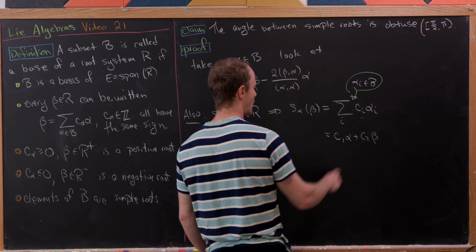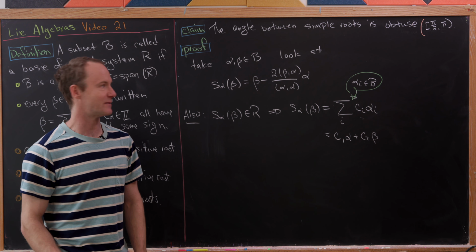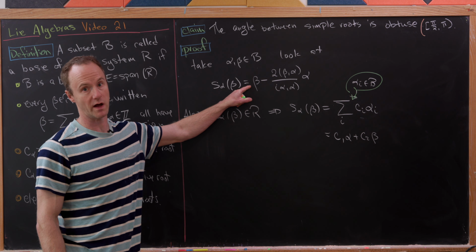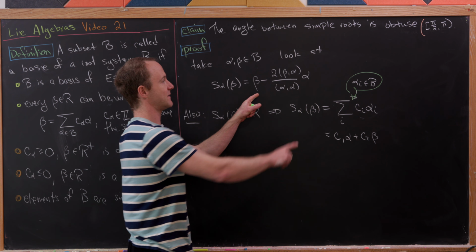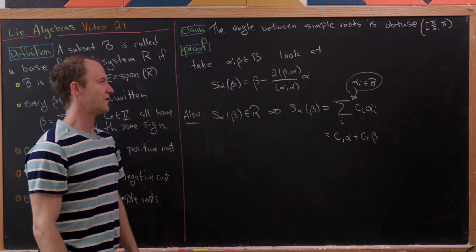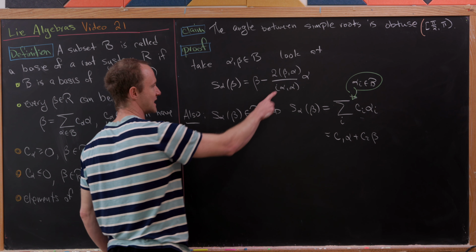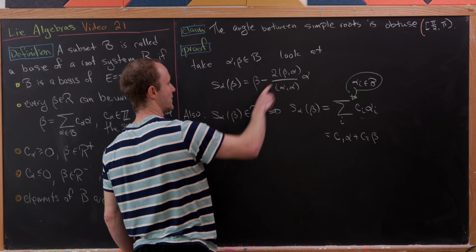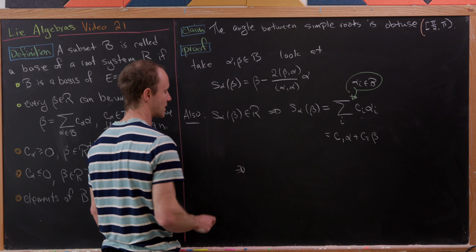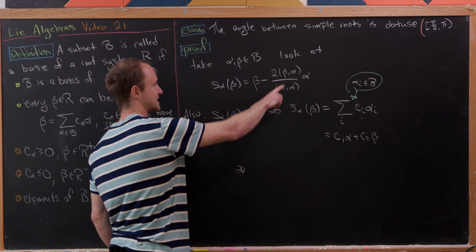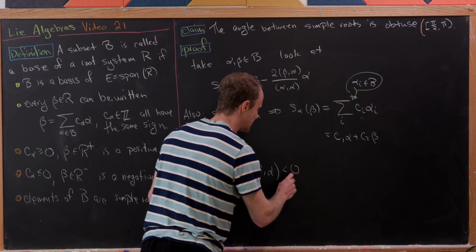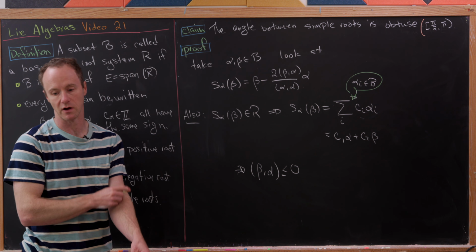But then C1 alpha and C2 beta have the same sign. But that means that this coefficient here, which is 1, which is positive, has the same sign as this coefficient here, which is minus 2 alpha beta over alpha alpha. But that means that this 2 alpha beta over alpha alpha must be negative to cancel out this minus sign here. But the only thing controlling the sign here is this beta alpha. So in other words, we need beta alpha to be less than or equal to 0.